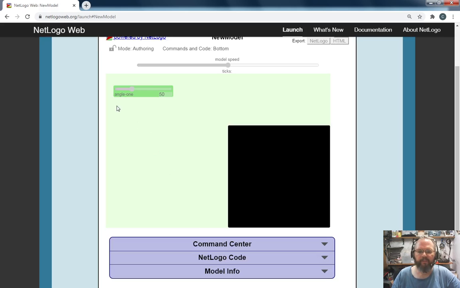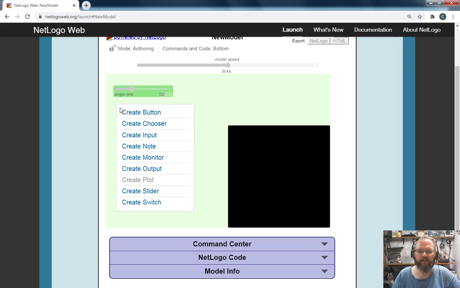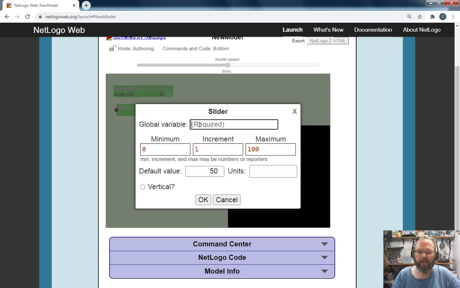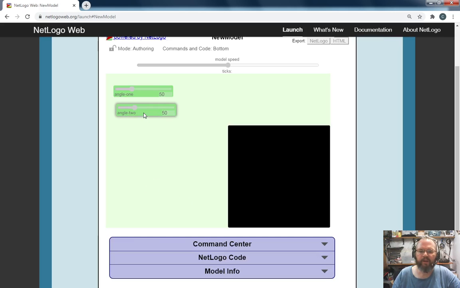I'm going to do the same thing again underneath there. I'm going to do create slider and call this angle-2. The minimum value for that is 1, and I'll say the maximum is 178. The default value is just where the little slider starts off. I'm just going to select that and move it over with my mouse so it's the same.